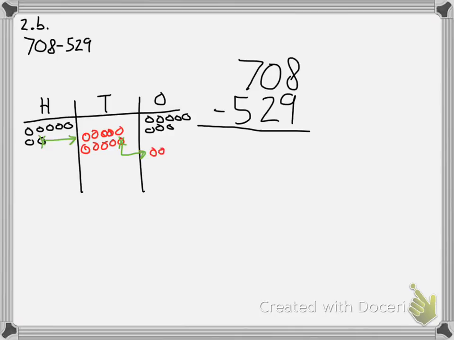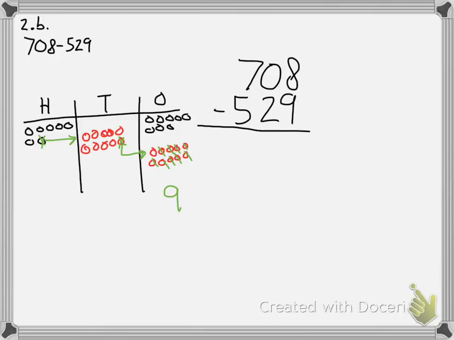And 1, 2, 3, 4, 5, 6, 7, 8, 9, and 10. And then I can go ahead and do my subtractions. I need to take 9 away. 1, 2, 3, 4, 5, 6, 7, 8, 9, which leaves me with 9 left over here.